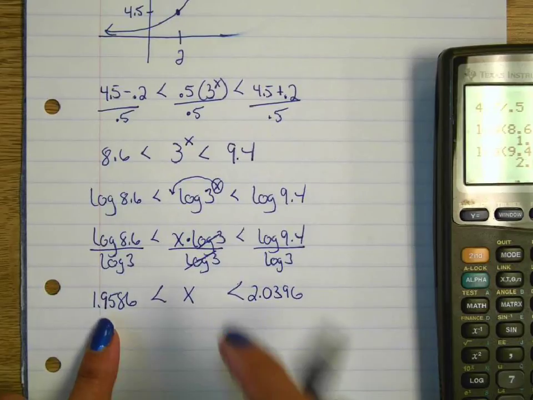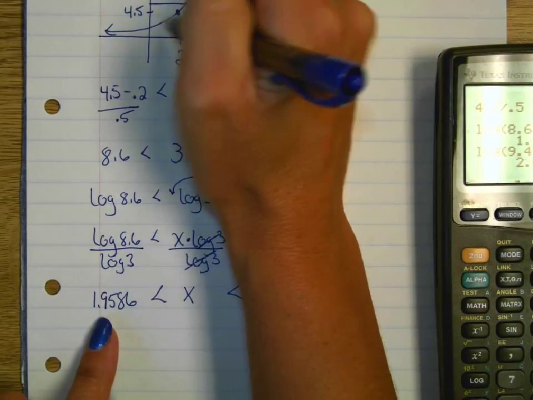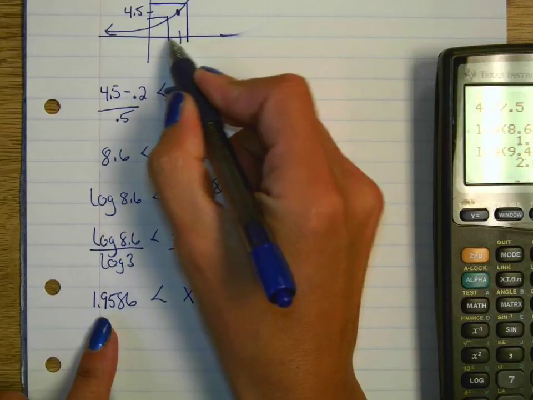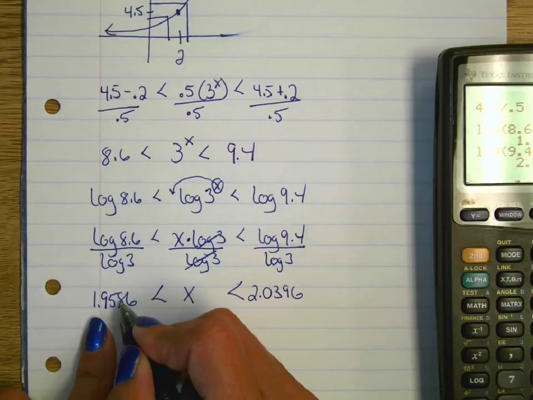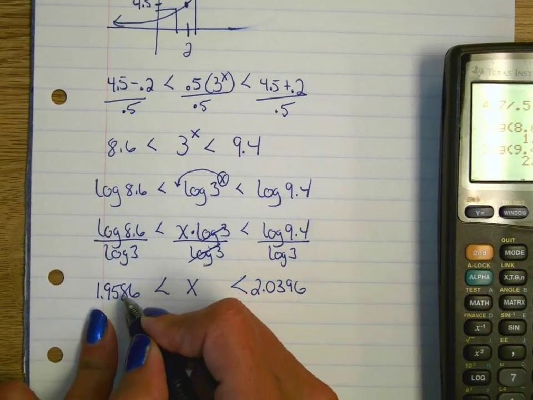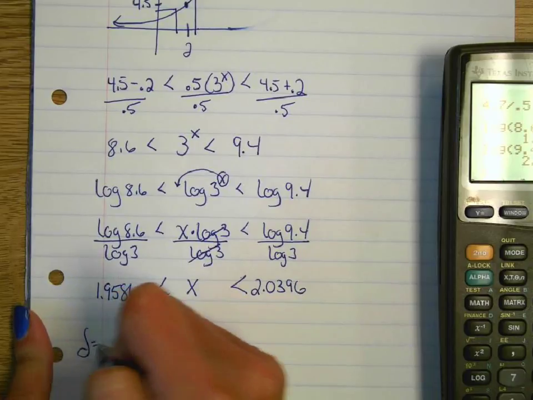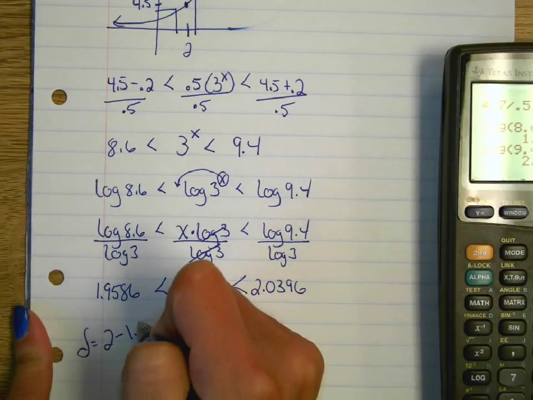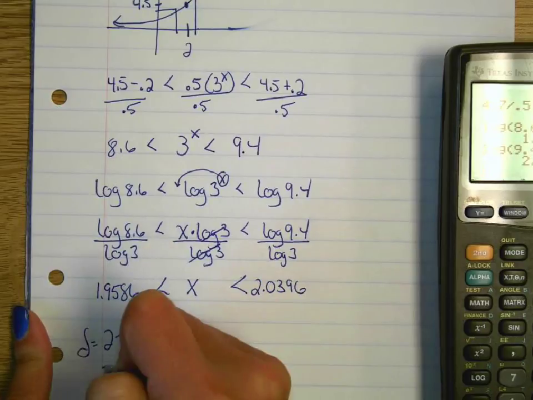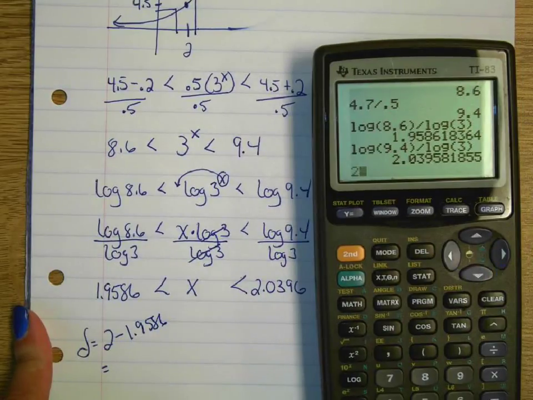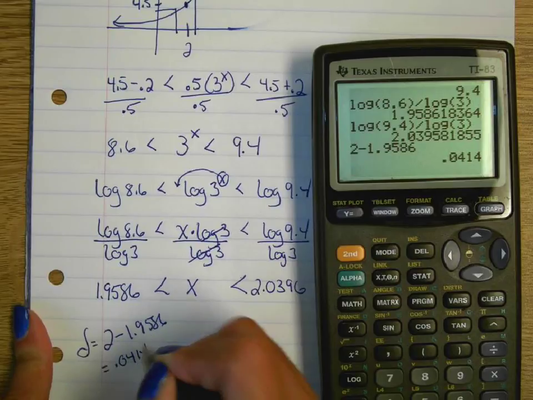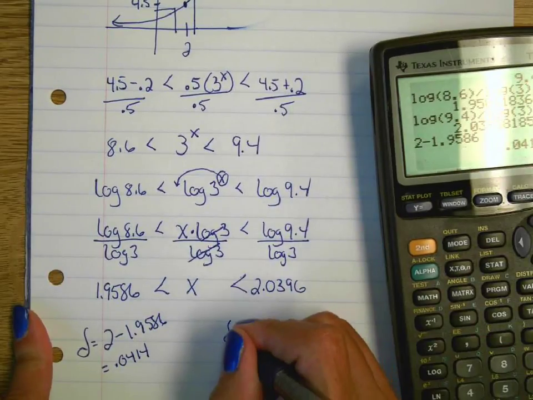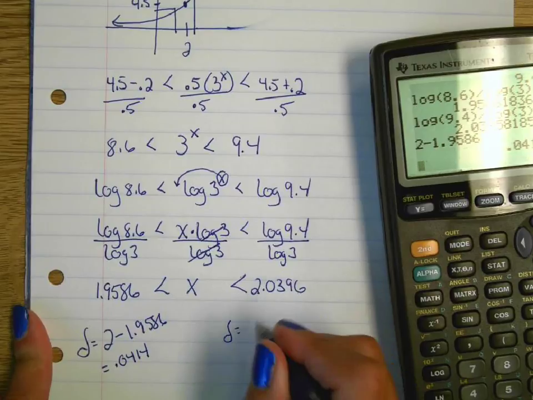Again, those are x's, not deltas. We just found these 2 x values. We need the distance away. So I need to know how far away this is from 2. And to keep it as a positive value, because deltas are positive because they're distances, I'm going to go 2 minus 1.9586. I get a delta of 0.0414 over here. I'll take this x value and subtract 2.